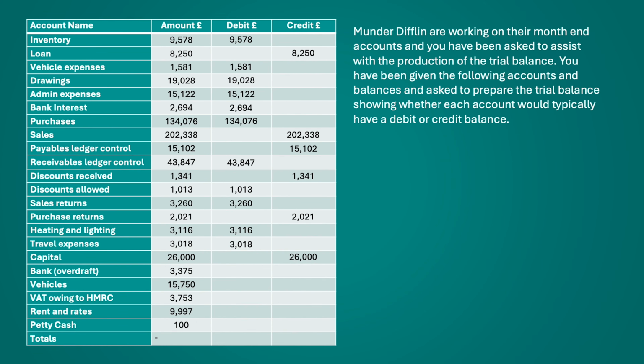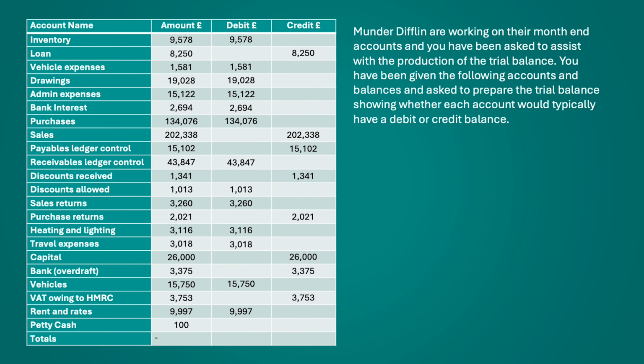A bank overdraft is the amount overdrawn from the business current account. It's an amount owed back to the bank and therefore a liability and a credit. Vehicles are an asset. It's a physical asset that the business owns and will therefore have a debit balance. VAT owing to HMRC shows the business's VAT liability that it owes to HMRC and therefore a credit. Rent and rates are classified as an expense and as a result a debit.